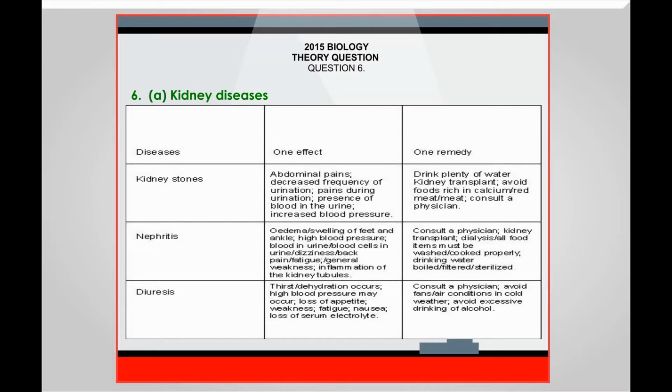Diuresis. 1 effect: thirst or dehydration occurs, high blood pressure may occur, loss of appetite, weakness, fatigue, nausea, loss of serum electrolytes. 1 remedy: consult a physician. Avoid fans or air conditioners in cold weather. Avoid excessive drinking of alcohol.